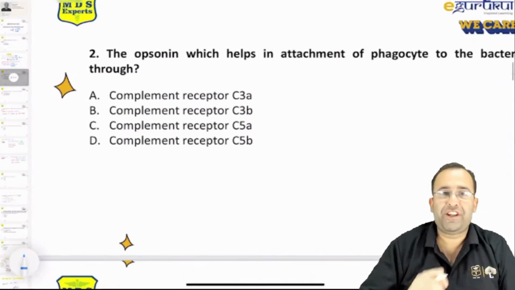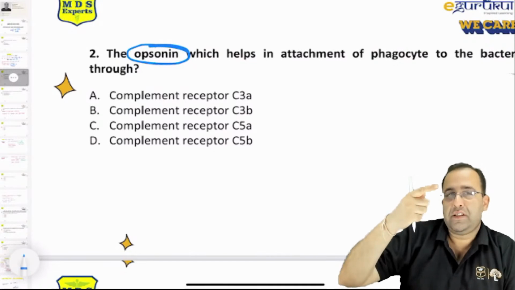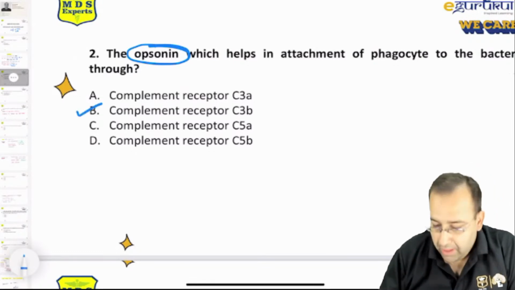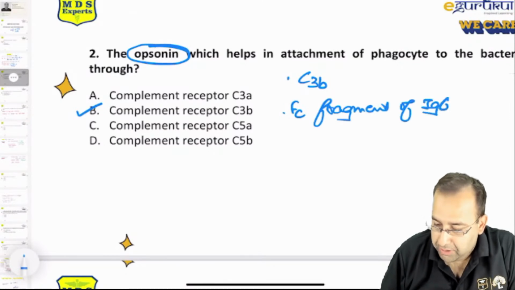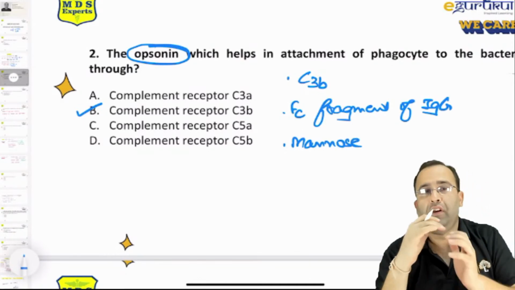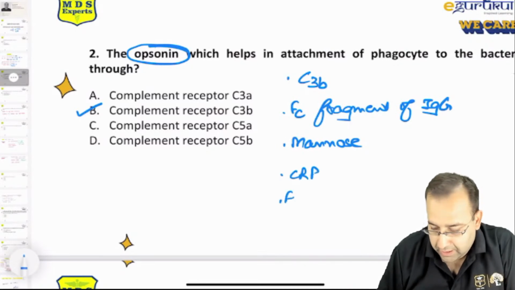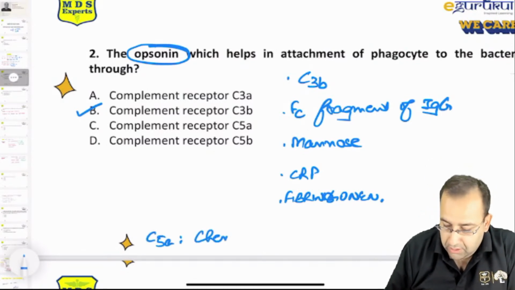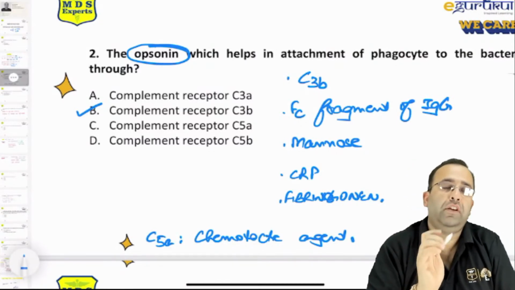Next question, opsonins, which help in attachment of phagocyte to bacteria is. In the chapter inflammation, we will be taking care of three basic points: chemotactic agents, opsonization agents, and the role of cytokines. So opsonization agents were asked, which complement protein? C3b. Other opsonization agents are Fc fragment of IgG, and mannose, which is present on the bacterial cell wall and makes the bacteria tasty for phagocytosis. Then CRP, C-reactive protein, and fibrinogen. These are our opsonization agents, versus C5a, which is a chemotactic agent. Please do not go wrong in this point again. C3b is an opsonization agent versus C5a, which is a chemotactic agent.